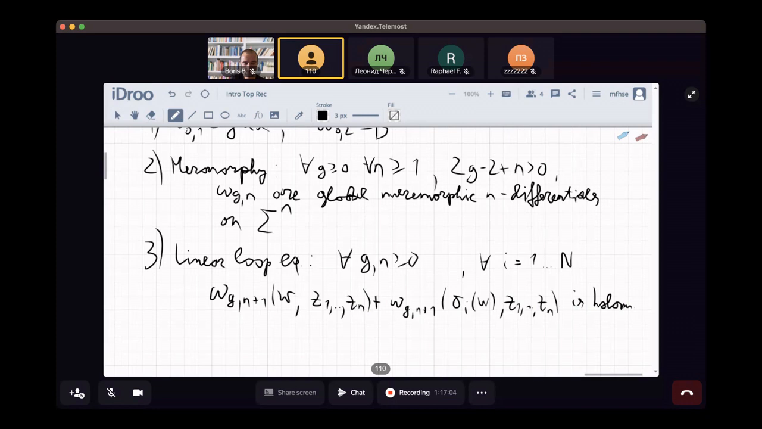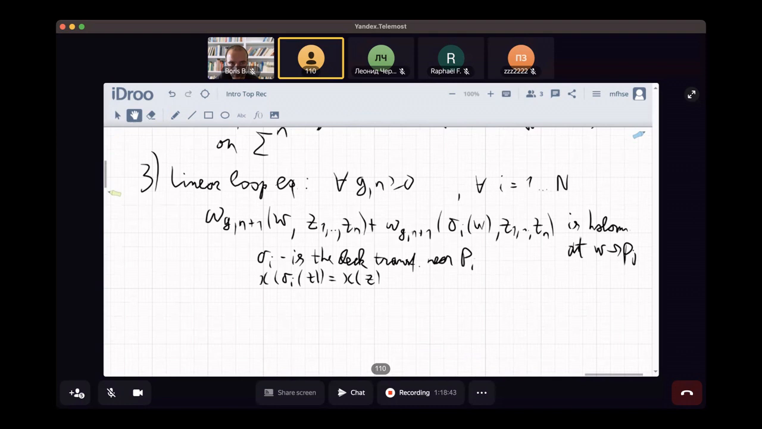This expression is holomorphic. As omega goes to pi, W goes to pi. Yes, it's holomorphic at the point pi, a holomorphic expression in terms of W. But also, since they are symmetric, this means that in every argument they are holomorphic, so you can interchange arguments.